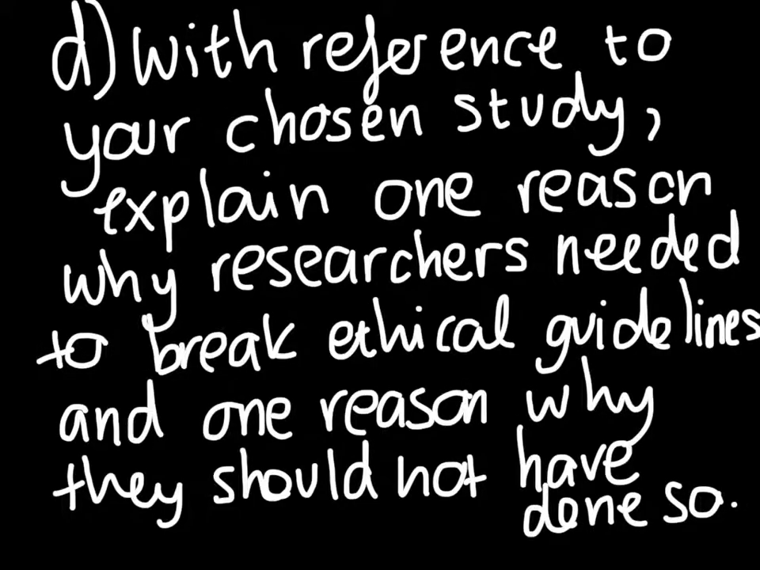A typical question D would be, with reference to your chosen study, explain one reason why researchers needed to break ethical guidelines and one reason why they should not have done so. So there are two parts to this question. You're giving a reason why they had to break the ethical guidelines, and then the second part is a reason why they shouldn't have done so. And here's the mark scheme for that question. So take time to read through this.